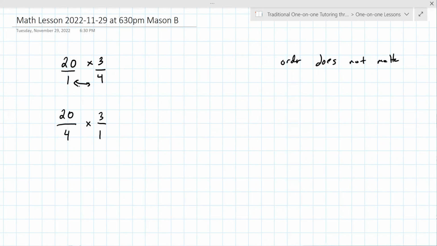Well, if you notice, 20 can be divided by 4. What is 20 divided by 4? 5. So this part becomes 5 times 3. Now you can write it as 3 over 1, but you don't need to, because anything over 1 is just itself. What is 5 times 3? 15.